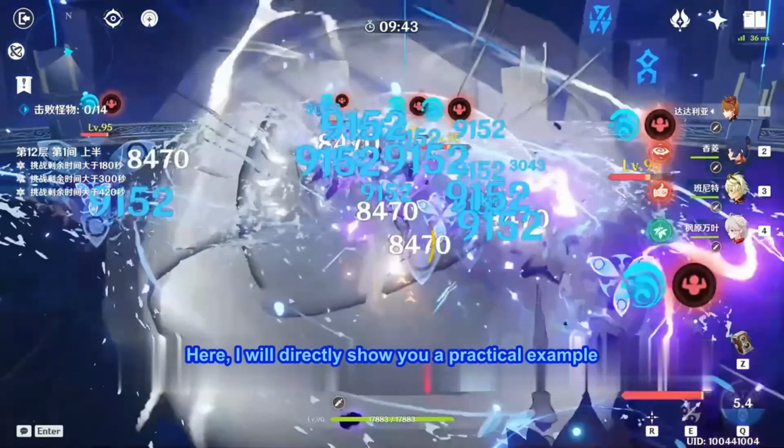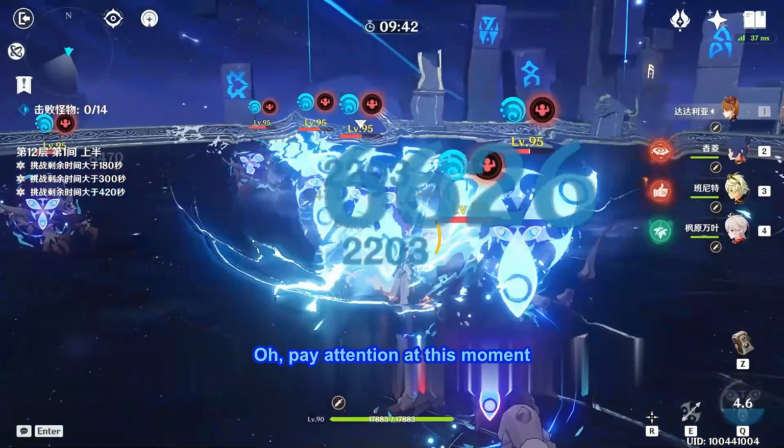Here, I will directly show you a practical example. Pay attention at this moment. This frame is the moment when Lord A approaches the monster. This time, I hit 3 monsters with normal attacks. So there are 3 instances of damage. 2 instances did not crit, 1 instance crit. You can also see the flow marks. There are 3 marks. This normal attack triggered 3 flow effects. These 3 flow effects are all flow flash, because they came from normal attacks.